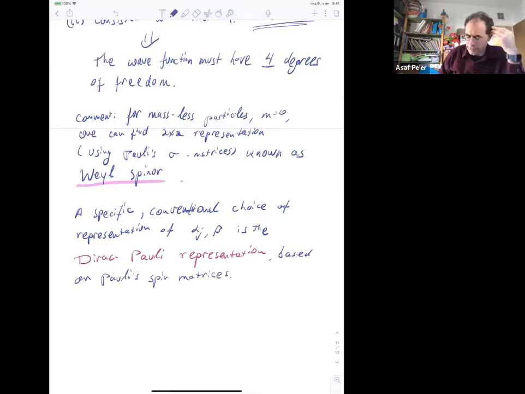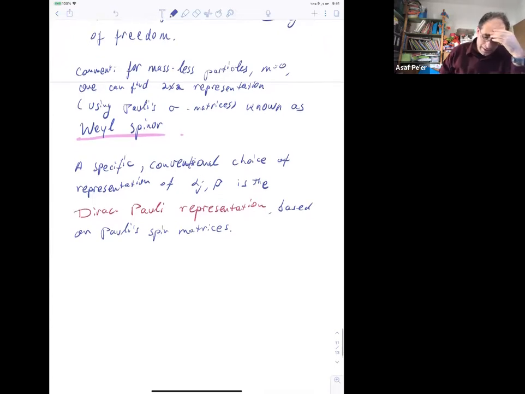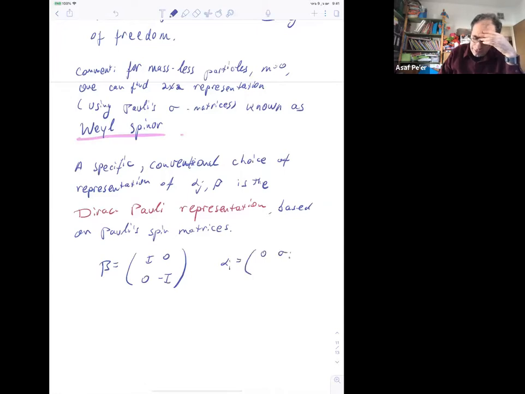I know it can be quite confusing if it's the first time you see that. Alpha and beta are objects. I can represent the same object in more than one way. I do it for convenience because I need to do some calculations at the end. So the Dirac-Pauli representation is that beta is a 4x4 matrix: I, 0, 0, minus I. Don't get confused. And alpha_i is 0, sigma_i, sigma_i, 0.